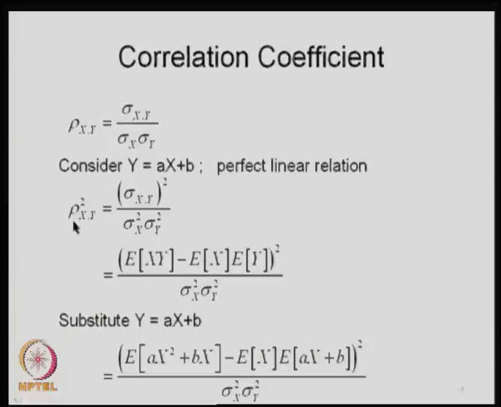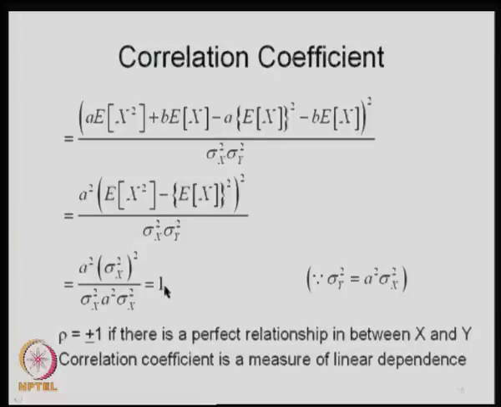So, we started with rho x y square. That turns out to be 1, and therefore, rho is equal to plus or minus 1 if there is a perfect linear relationship between x and y. So, the correlation coefficient is in fact a measure of linear dependence. If the correlation coefficient has any value other than plus or minus 1, it indicates that there is a lesser degree of linear dependence between x and y compared to the perfect relationship, which would have yielded a correlation coefficient of plus or minus 1.